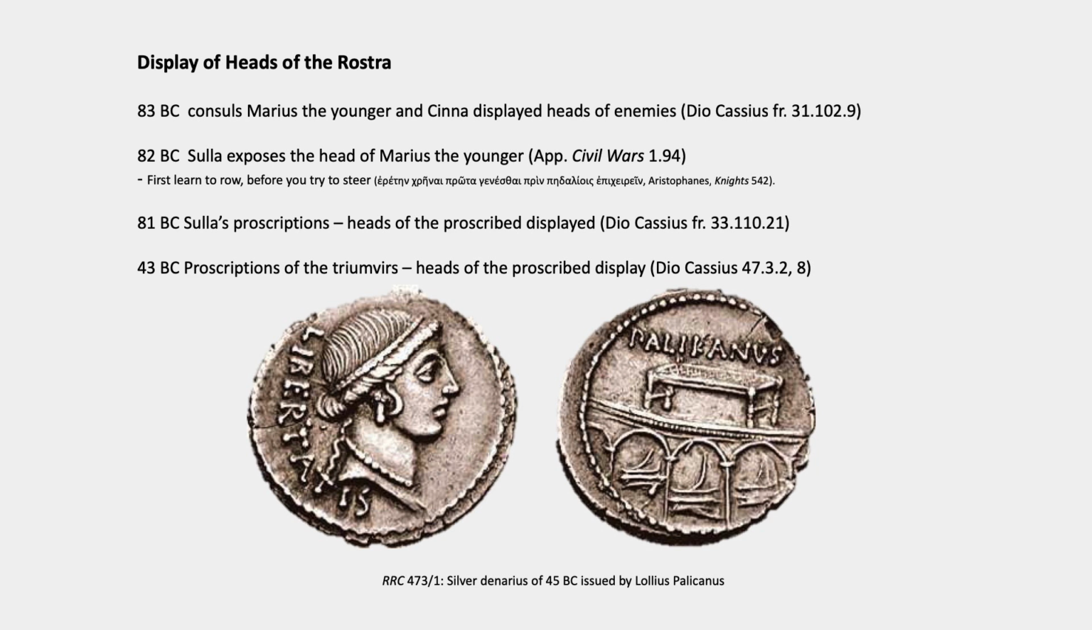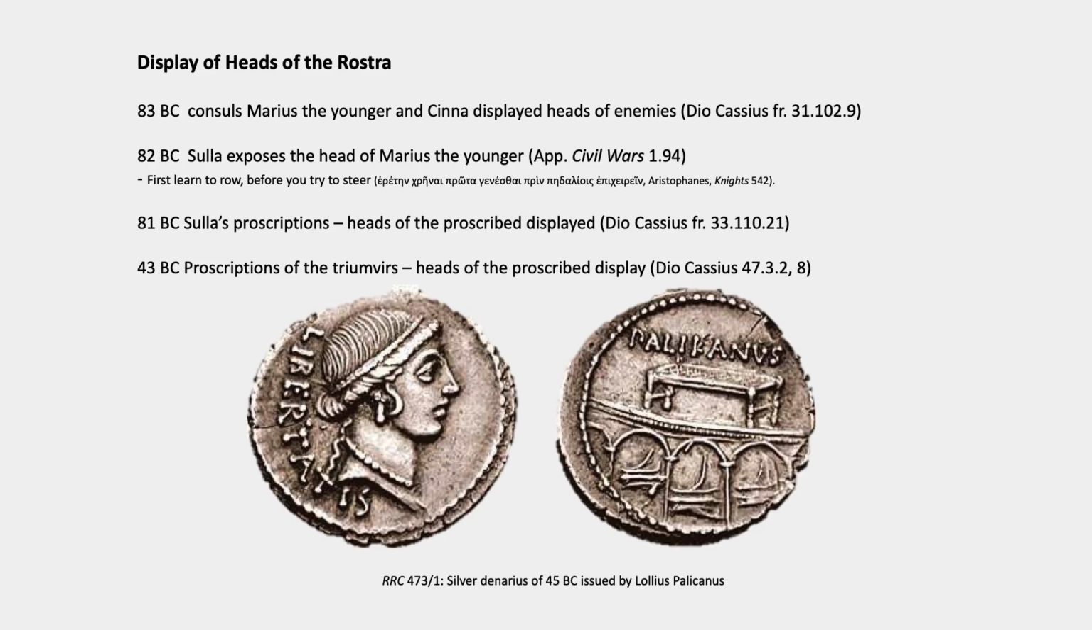So the rostra is clearly an important place for display. What is the rostra? This is the coin from 45, which depicts on the reverse the rostra. This is the speaker's platform. This is the tribune's sort of bench. And these are the ship's beaks, ship's prows, the rostra from which the rostra gets its name.